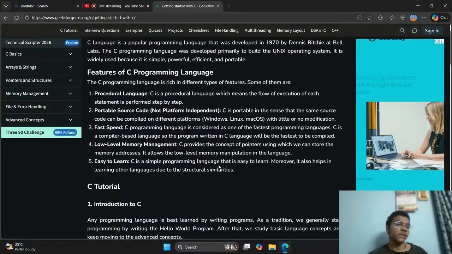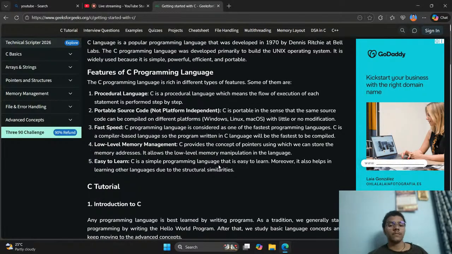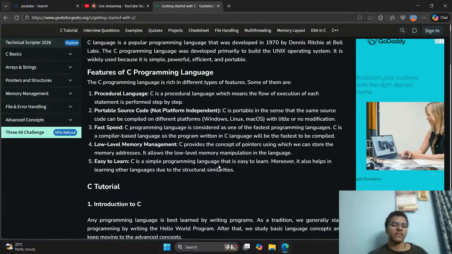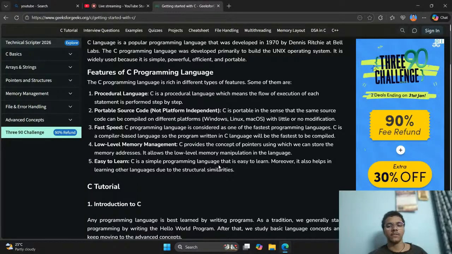Some of them are: procedural language. C is a procedural language, which means the flow of execution of each statement is performed step by step. Portable source code. C is portable in the sense that the same source code can be compiled on different platforms, Windows, Linux, and Mac OS, with little or no modification.